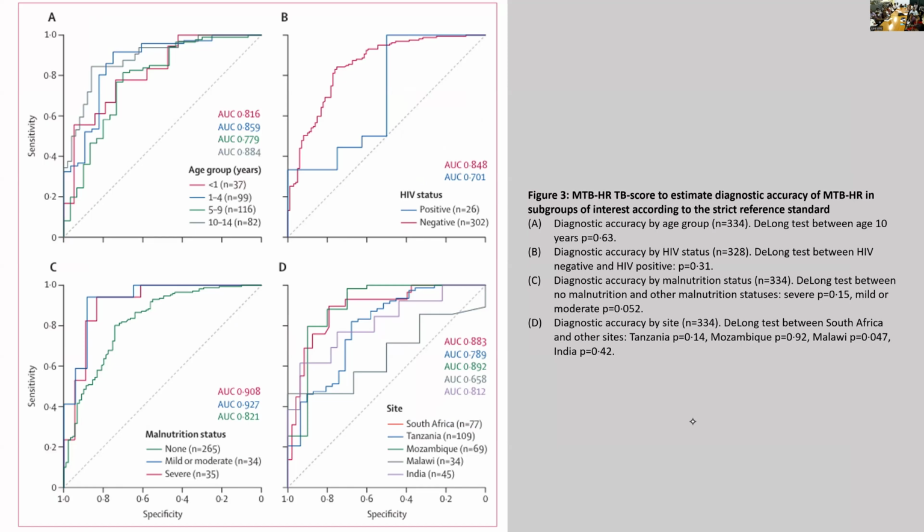So this was basically using the strict reference standard. They had looked at subgroups of interest. They wanted to look at the age group less than 1 year. They wanted to look at the malnutrition status. And they also wanted to look at the HIV status. And they actually found that none of them were really significant. And in fact, in the patients with HIV positive, the sensitivity was lower than in the patients who were HIV negative.